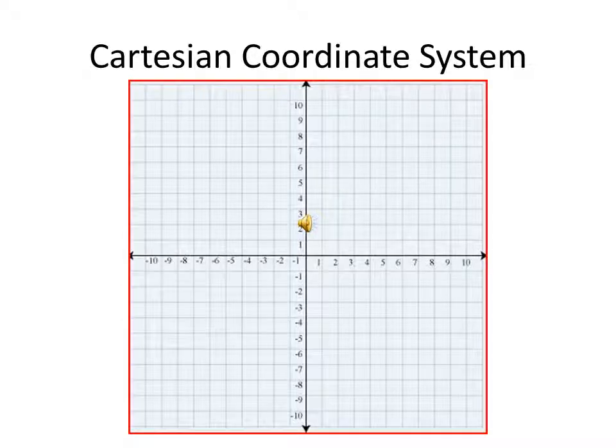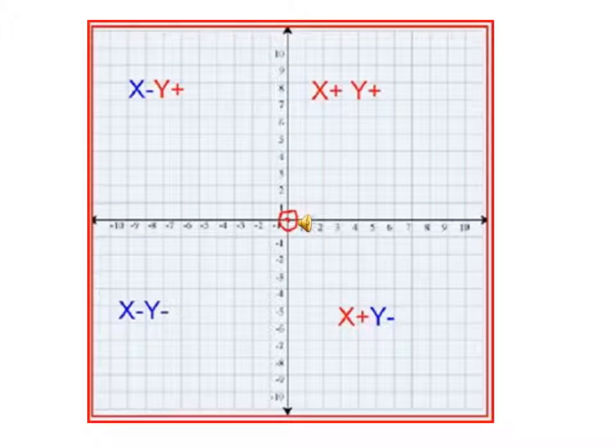This is an introduction to the Cartesian coordinate system. In this slide you can see the top right quadrant, both x and y axis are positive. In the top left quadrant, the x is negative, but the y is still going in a positive direction.